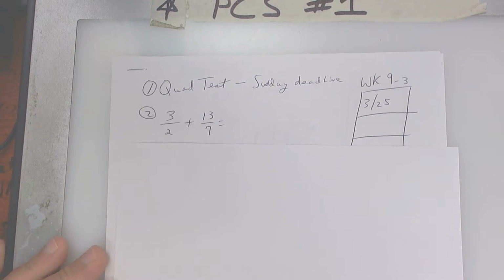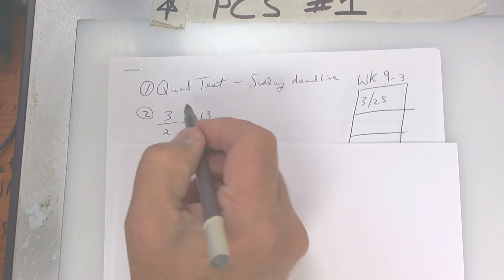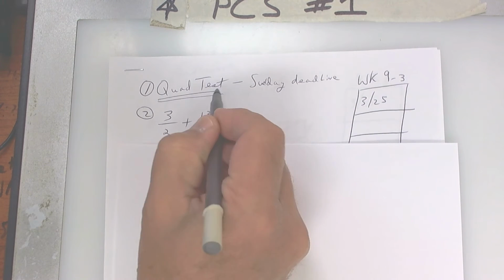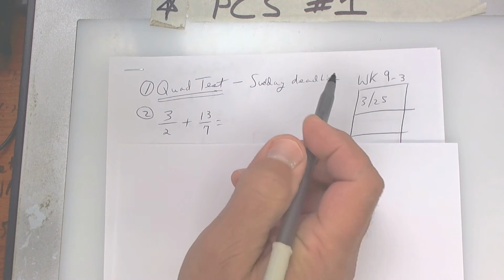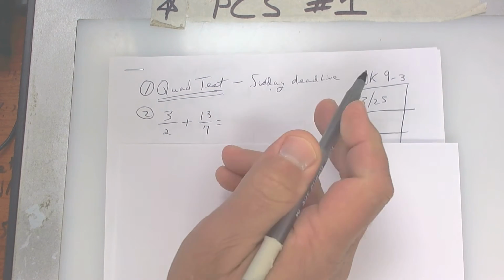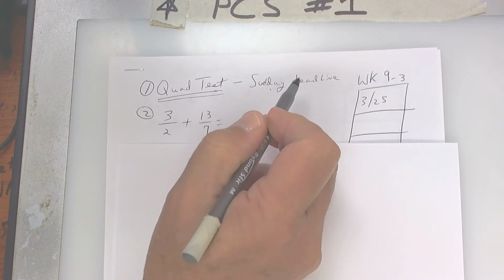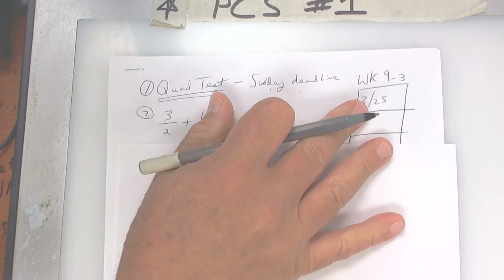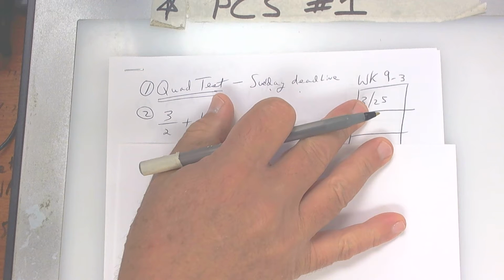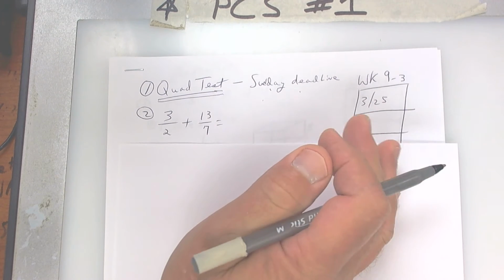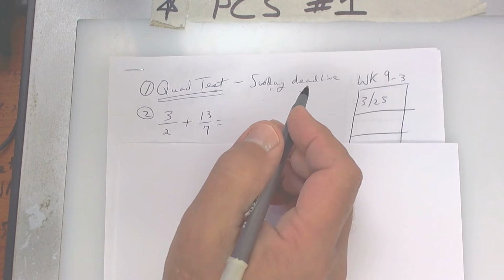First of all, you need to know that your quadratic test is loaded on Canvas and Sunday is the deadline. If you fail to take it by Sunday, I'm sorry, I can't give you any other opportunities because the marking period is officially over.